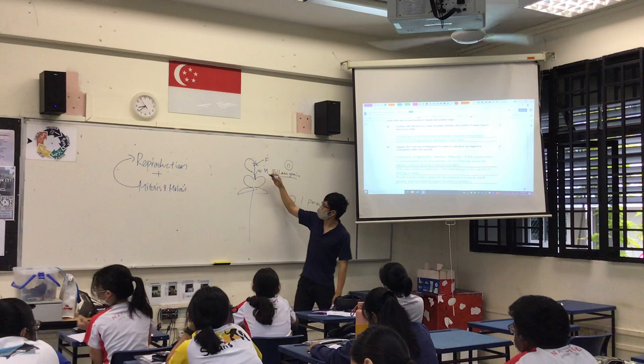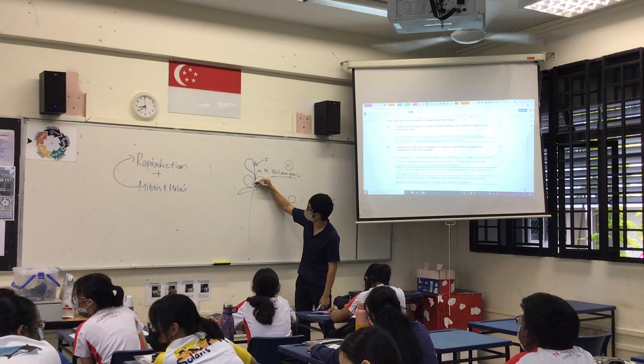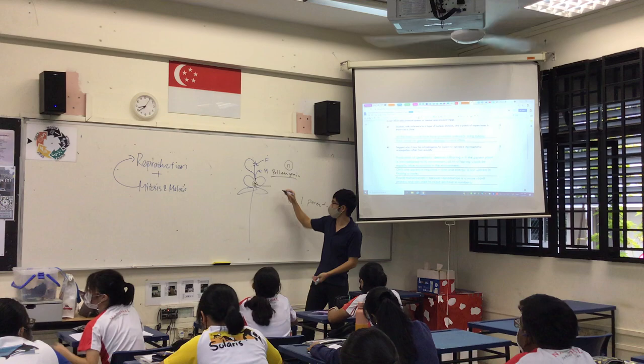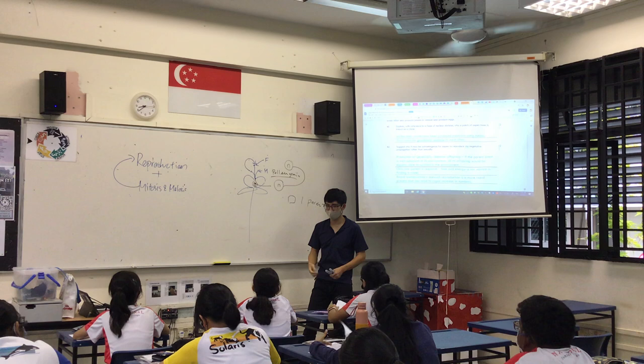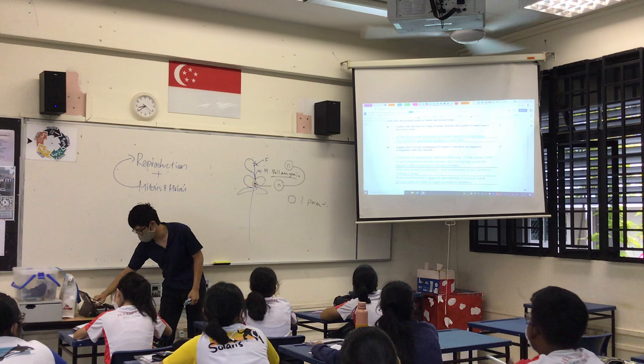Inside the ovary of the plant, there are things called ovules. The ovule is like the egg of the animal kingdom. It's also haploid in nature. So when pollen grain and egg come together, they fuse, and they form a zygote. So actually it's sexual reproduction. So there are exceptions. What we teach you again is the general idea.